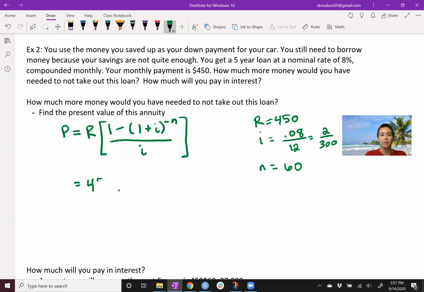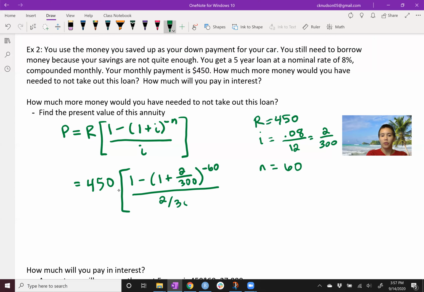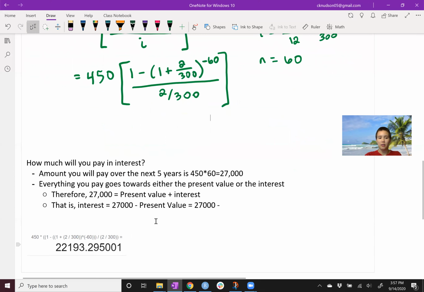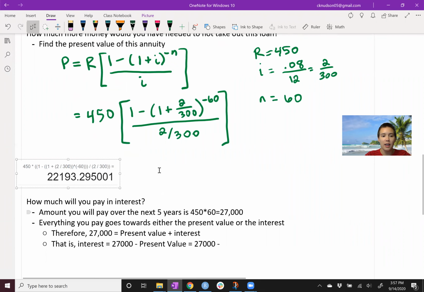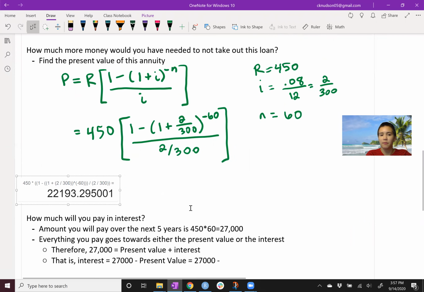So 450 times 1 minus 1 plus 2/300 to the negative n, and n is 60. All of that over I, and I is 2/300. So we go ahead and crunch that out, and we get $22,193 and about 30 cents.